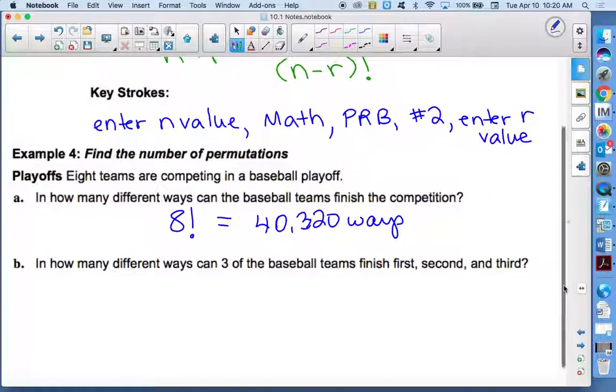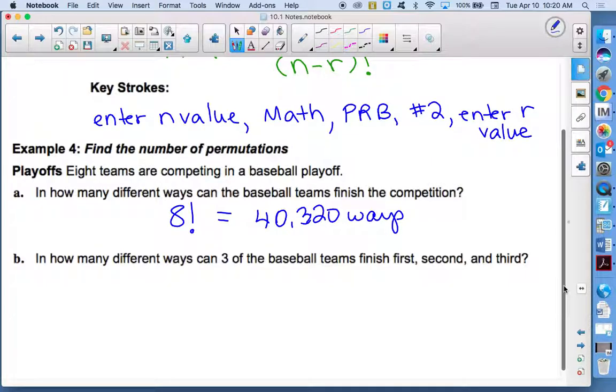The second question says, how many different ways can 3 of those teams, 3 of the 8 that are in the competition, finish first, second, and third place? Because we're finishing first, second, and third place, it creates a permutation. I have 8 total teams that are competing, but there are only 3 places that we're worried about because first, second, and third place are the winners and everybody else the losers. I mean, not really, but I guess technically. You don't get a fancy little award.